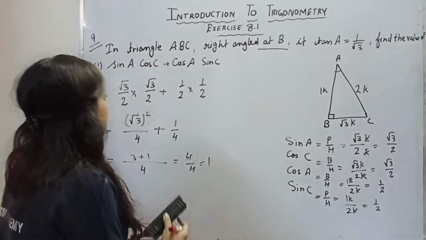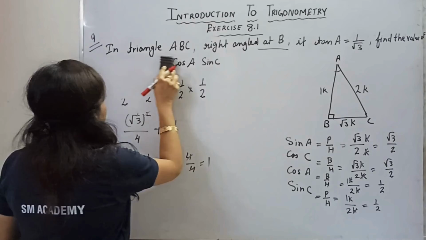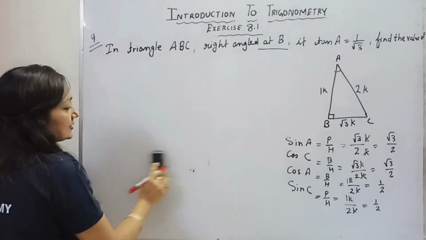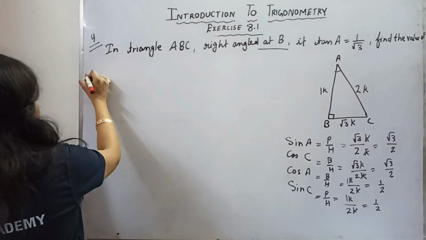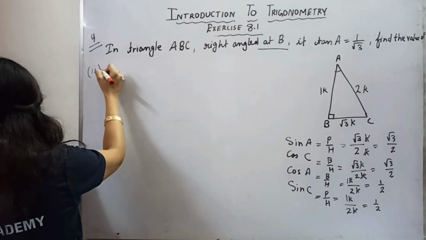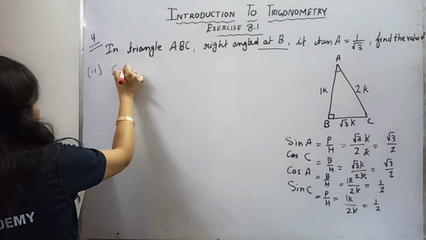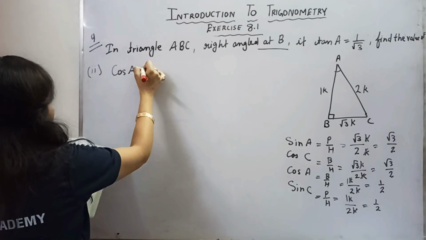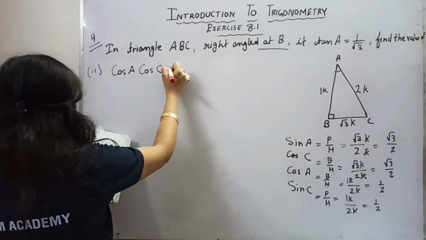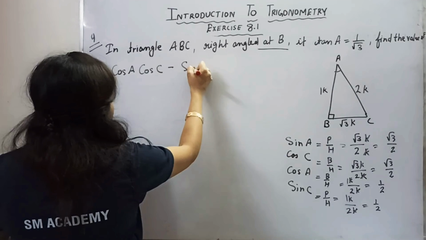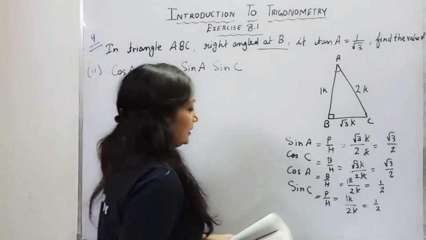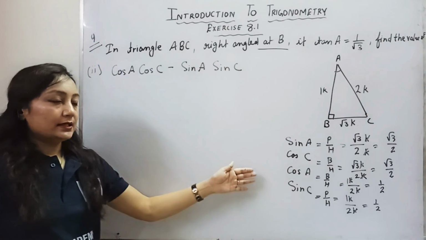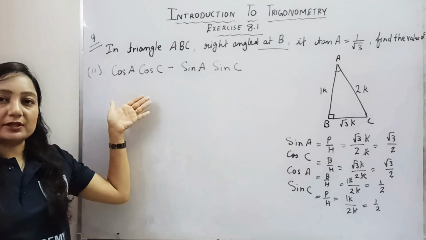So now it's the second part. It has two parts. First we have already done, and its second part is cos A multiplied by cos C minus sin A multiplied by sin C. We have all the values, we only have to put these values into our sum.